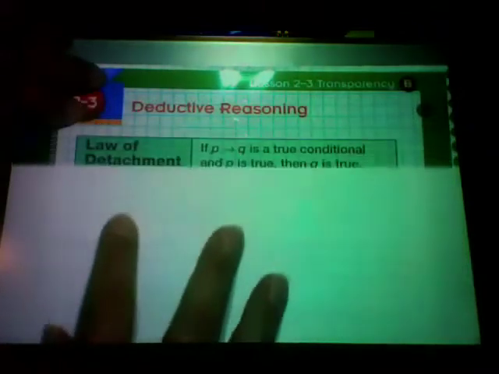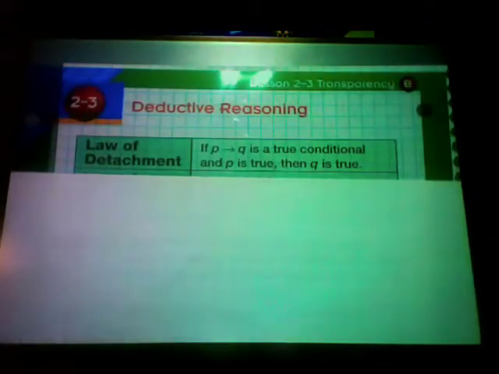For geometry, we're going to use two types of deductive reasoning. The first one is your law of detachment. And this is the geometry notation. I'm going to tell you exactly what it is in just a second, but write that down. If P then Q is a true conditional, remember P is your hypothesis, Q is your conclusion. And we know for sure that P is true. If you're told it's a true conditional, and definitely P is true, then Q will have to be true also.